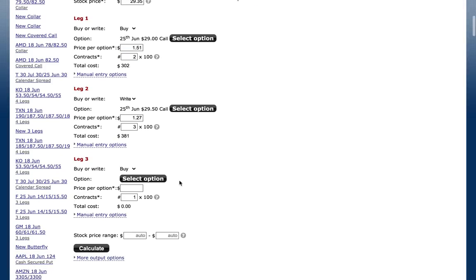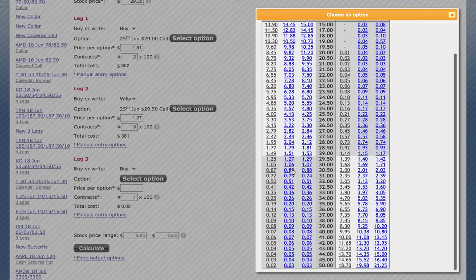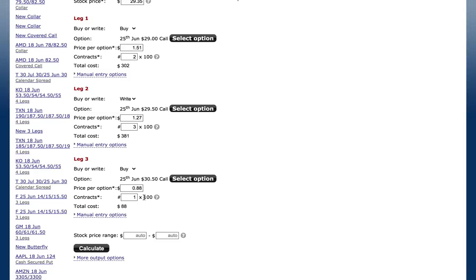And then remember, we're skipping 2 strikes from the call that we sold above. So we went to the 30.50 strike. So again, same expiration date, 30.50 is right here. And we're going to go ahead and do 2 right here. So we have one. So as you can see, we're selling 3 calls here, buying 2, buying 1 here.